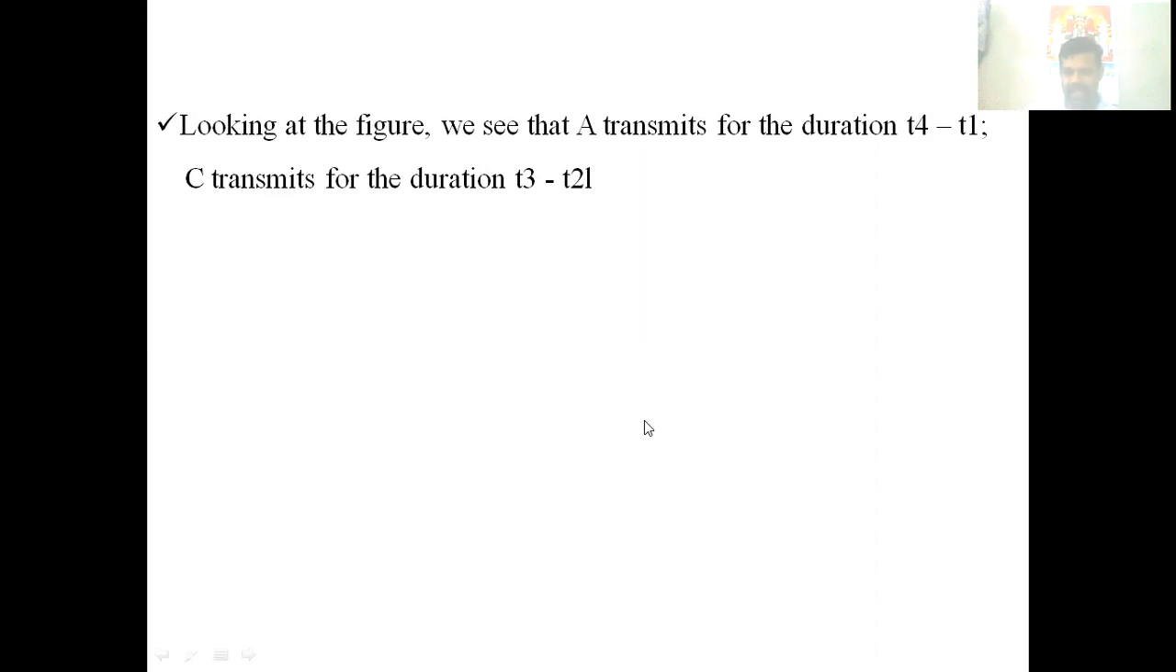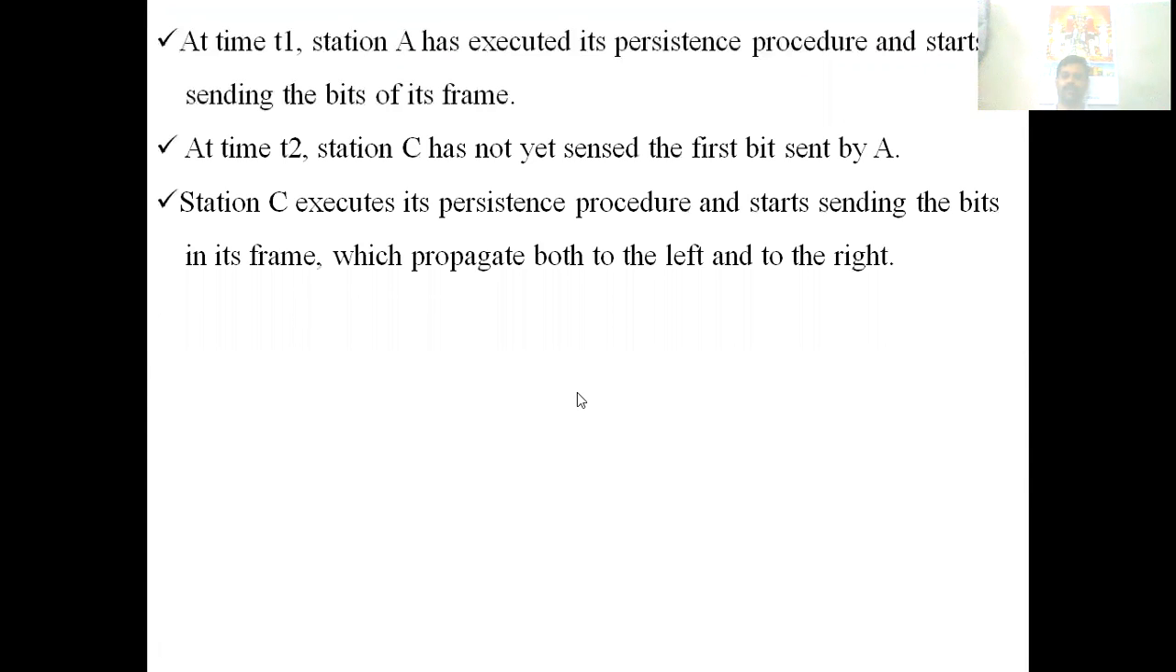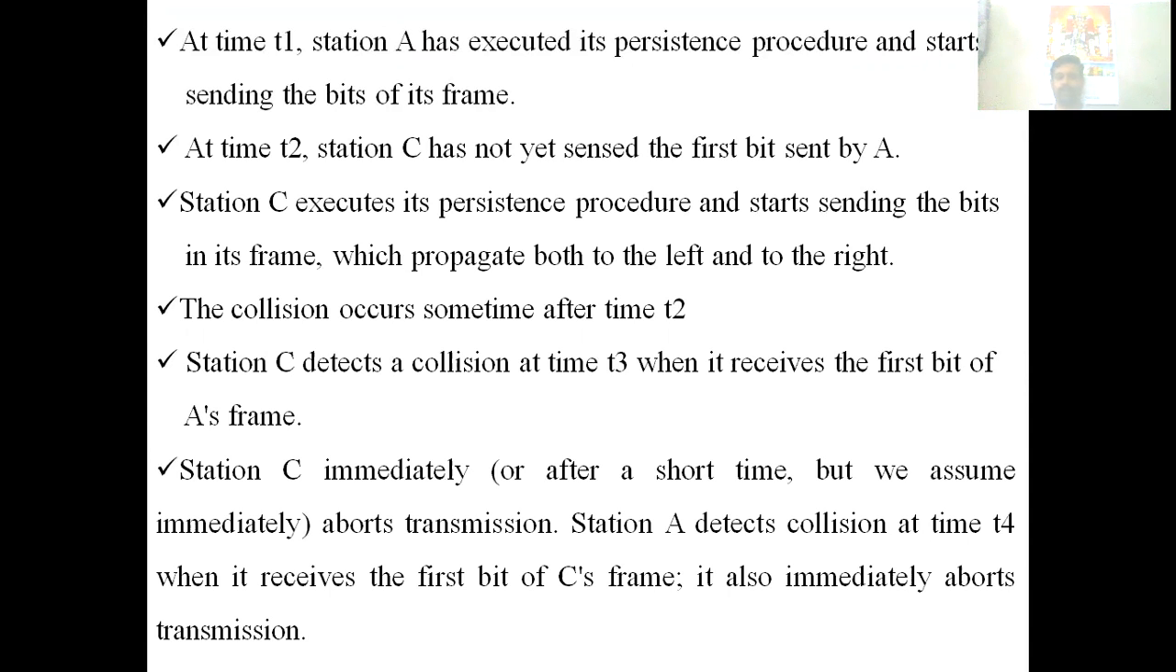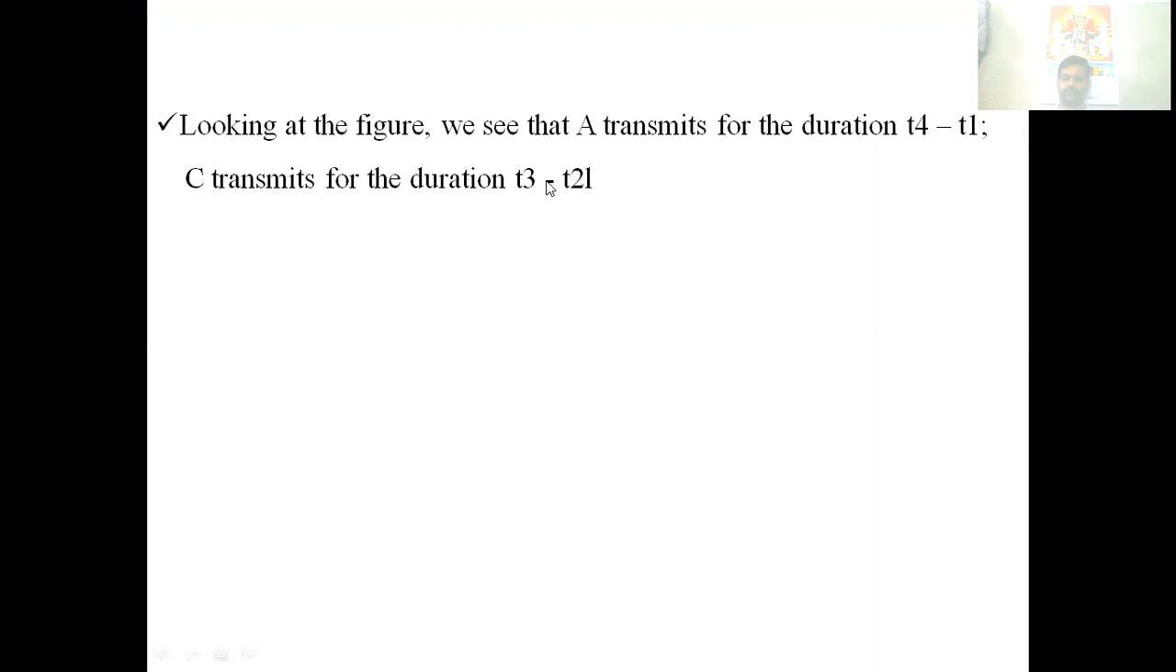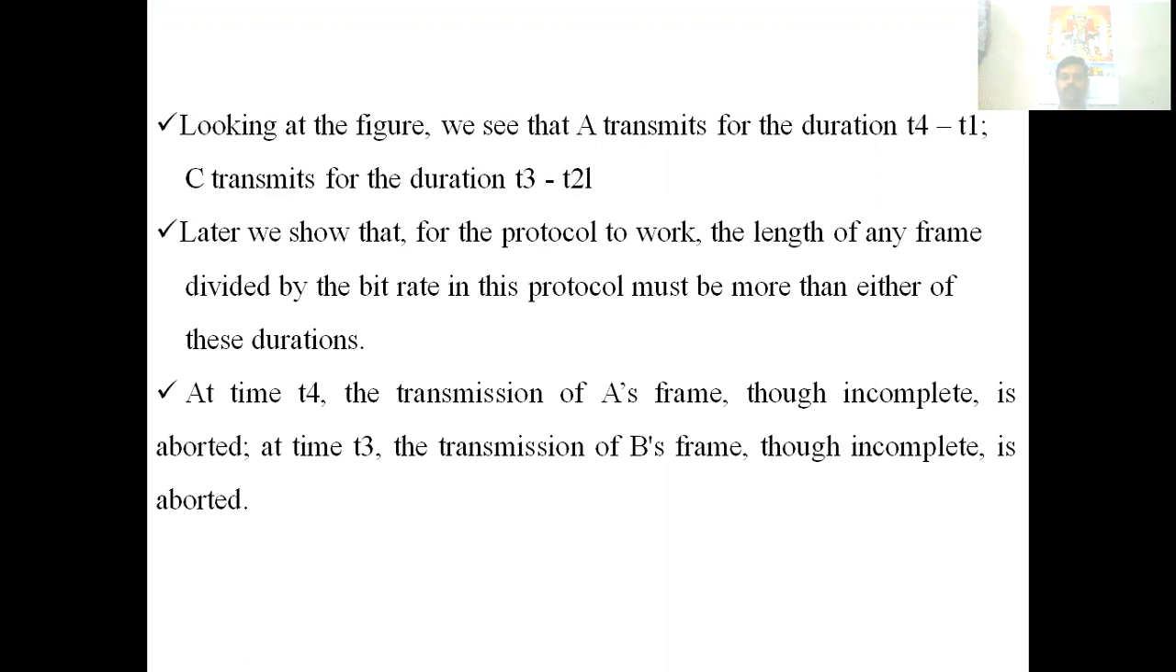Looking at the figure, A transmits for the duration T4 to T1, and C transmits for T3 to T1. Due to this collision, that particular transmission is aborted.